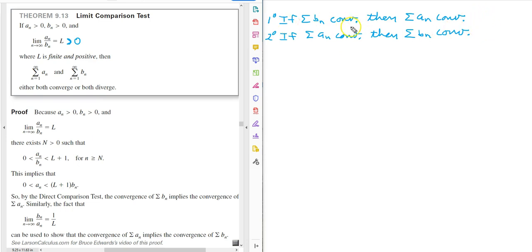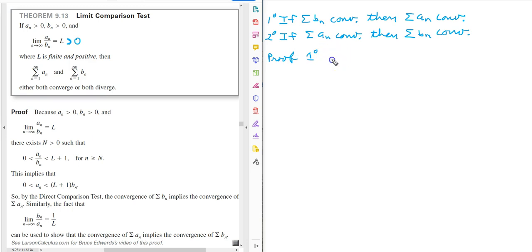Now we're going to prove the first one, and then the second one will be the exact same proof, and so we won't go over that in detail. If we prove number 1, we'll see that number 2 is basically just the same thing, and that will conclude the proof of the limit comparison test. So the proof of number 1, to prove this, let's recall the following.